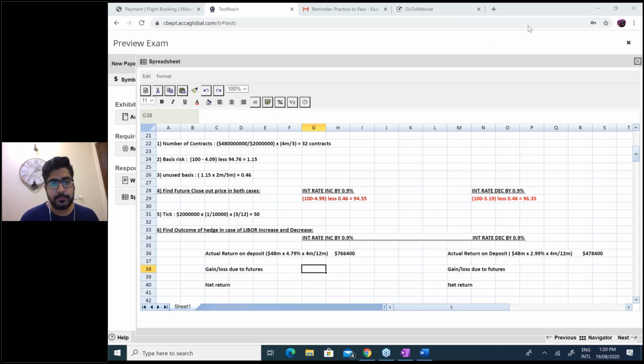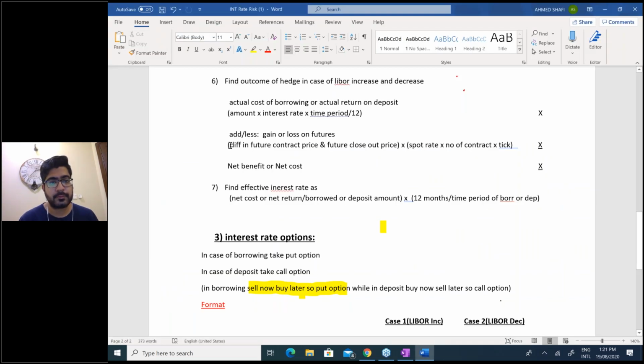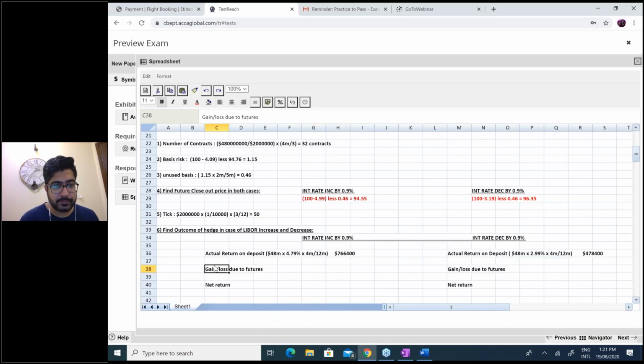Okay, so the last thing, gain or loss due to futures. Now look at the formula. It's the difference in futures contract price and futures closeout price, into spot, into number of contracts, into tick. You need to take the difference between futures contract price, remember, you took futures of March. So the March futures contract price is 94.76, given in the question. The difference between the futures contract price 94.76 and the futures closeout price. This is the increased case. Remember, in the increased case, you just calculated in step 4 the futures closeout price 94.55, into spot 100, into contracts 32, into tick 50.